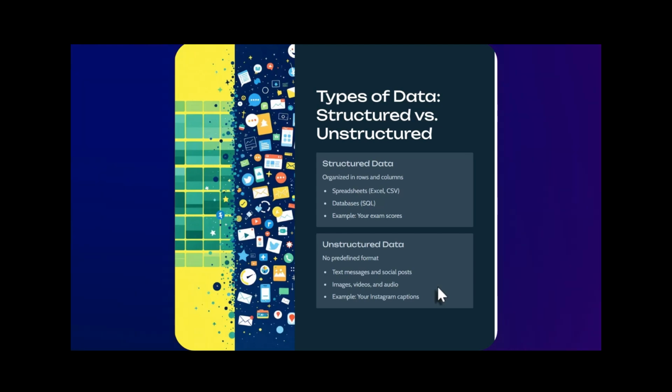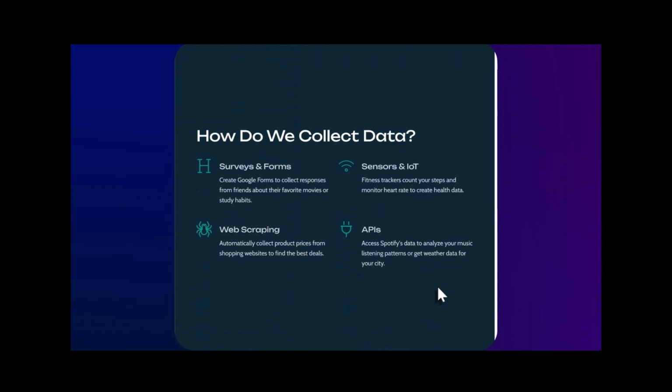Then there are unstructured data. There is no predefined format for this. You have text messages, social media posts, images, videos, and audios. Examples are your Instagram captions, your For You page, your feed. Right. So how do we collect data?